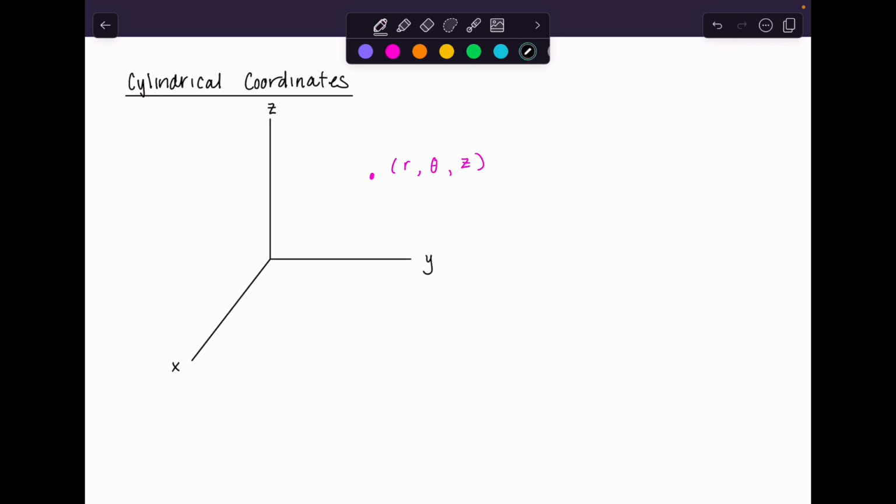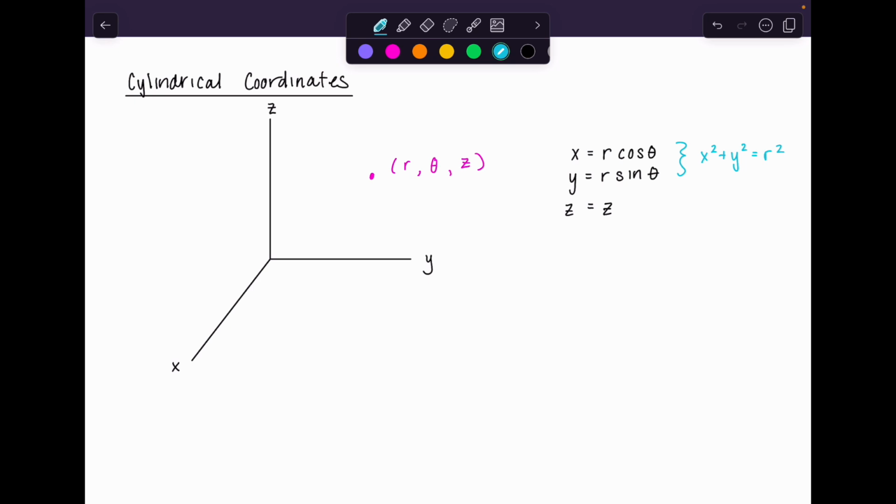And the way we switch over is the same way with polar. So our x coordinate is given by r cosine of theta. The y coordinate is given by r sine theta. And your z just stays put. So there's still the same connection between x and y. If you do x squared plus y squared, it's still going to be the radius squared. Okay? So the way we plot these is a little bit different.